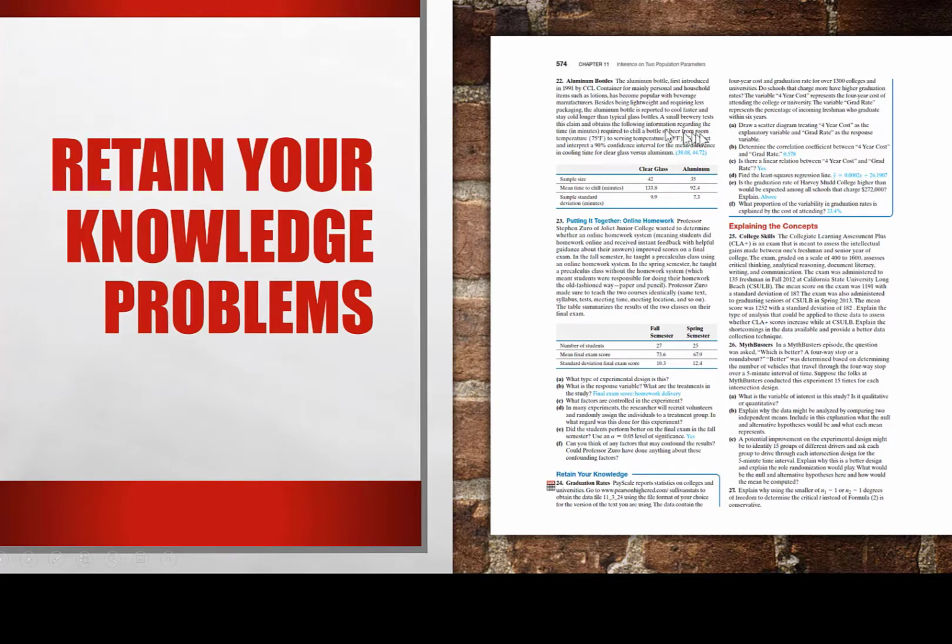So here, for example, we're in chapter 11 on inference of 2 population parameters, and yet this problem number 24 on graduation rates has to do with least squares regression. Again, that was back in chapter 4, so the student is retaining the knowledge of regression later in the course. That way, they're more likely to be prepared for the final exam.